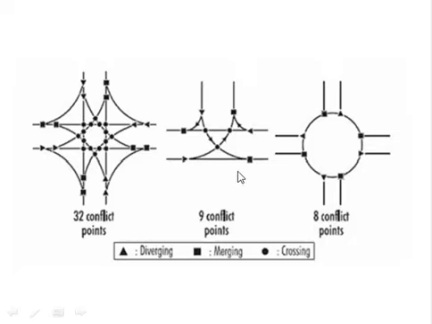In a three-legged intersection, there are 9 points on which there is a possibility of an accident, but at a rotary intersection, the vehicles have to travel in clockwise direction along the periphery of the rotary, so the conflict points reduce to 8. So there is least possibility of accident. Since the speed of the vehicle is also reduced, the severity of accident can also be reduced.